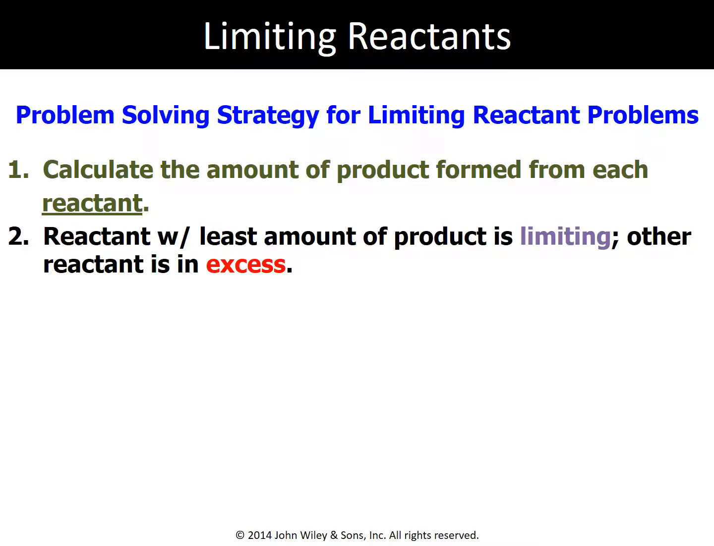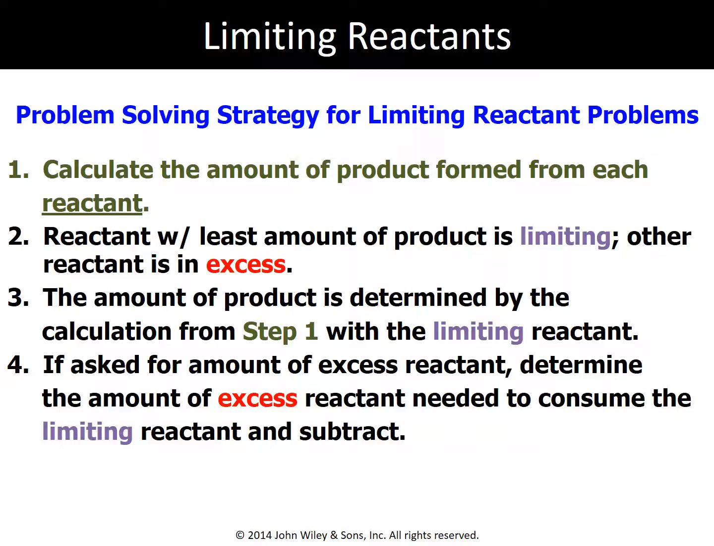These 4 steps are going to be important when you're looking at limiting reactant problems. So make sure you're using these as we're working towards them in the rest of this video, as well as in class and for homework. The first step is to calculate the amount of product formed from each reactant. This is going to be like a mole to mole or mole to mass problem, but you'll need to do it twice, once for each reactant. The reactant that results in the least amount of product is going to be our limiting reactant, while the excess reactant is going to result in more product.